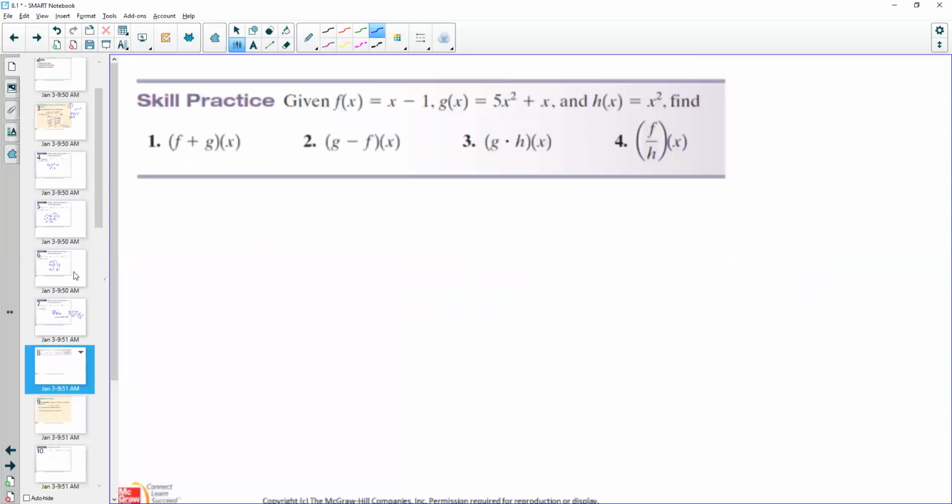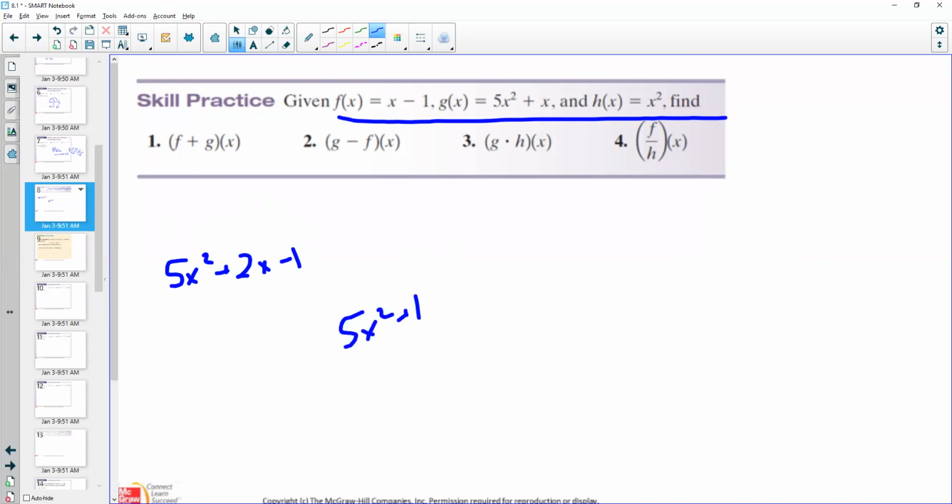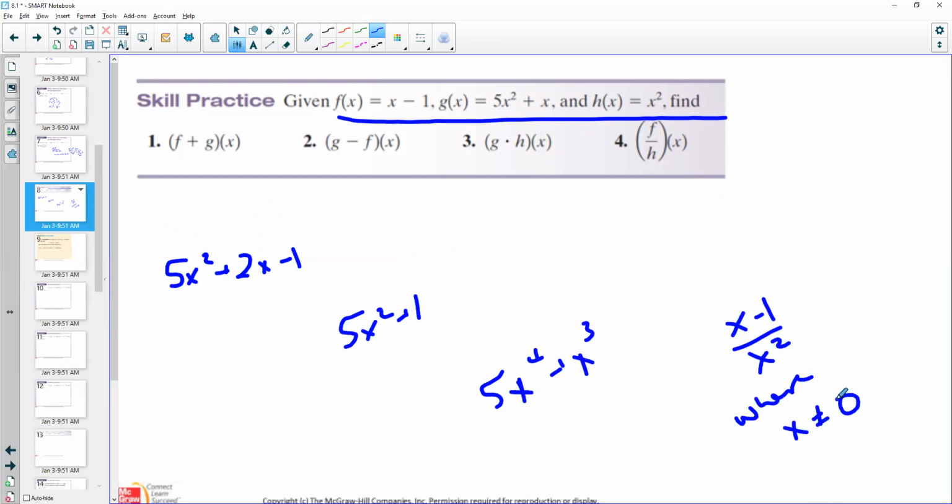Okay? You try these. There are the g of x, h of x, and f of x up at the top. You try them. For the addition, you should get 5x squared plus 2x minus 1. For subtraction, you should get 5x squared plus 1. For multiplication, you should get 5x to the 4th plus x cubed. And for division, you should get x minus 1 over x squared, where x can't be 0. Okay, that's it.